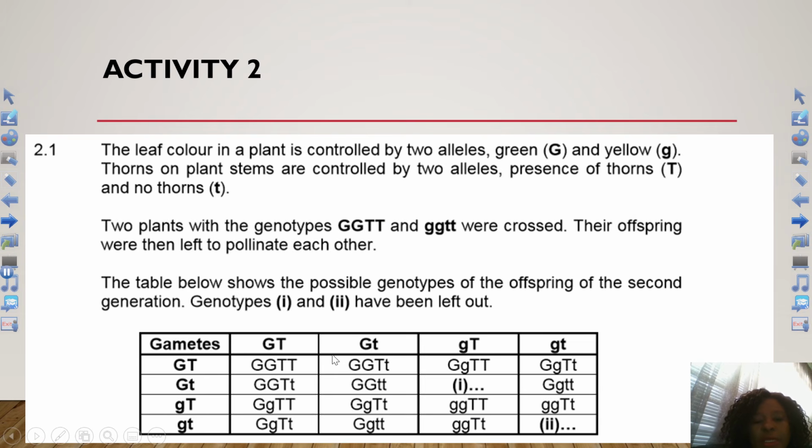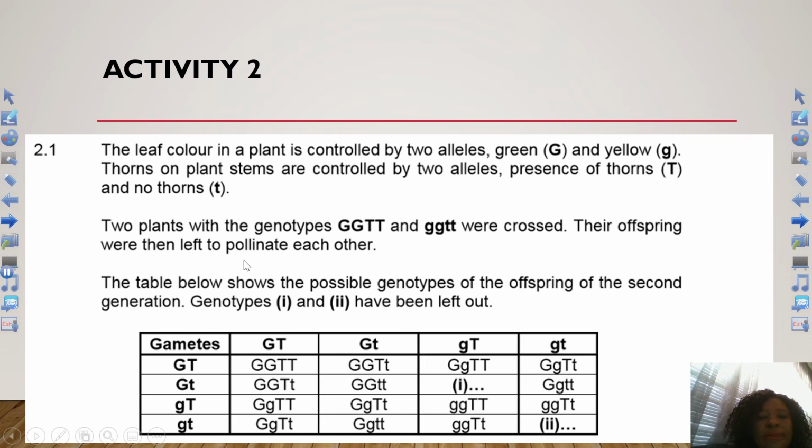You have capital G, and then you also have a small g there. You have a capital T, and then you have a small t over there, meaning that this parent here was heterozygous for the leaf color and for the presence or the absence of the thorns.